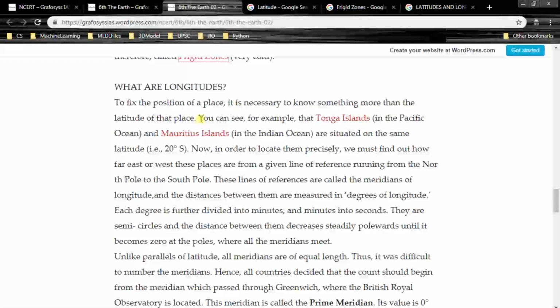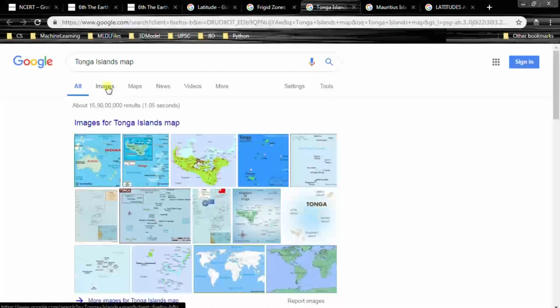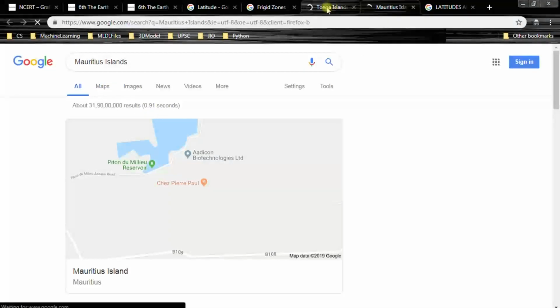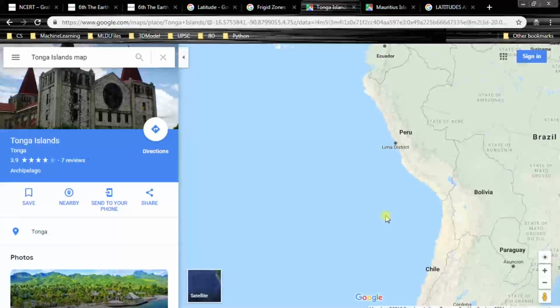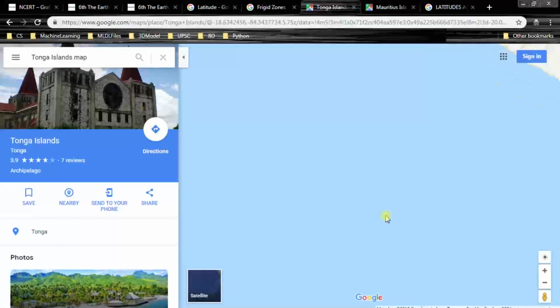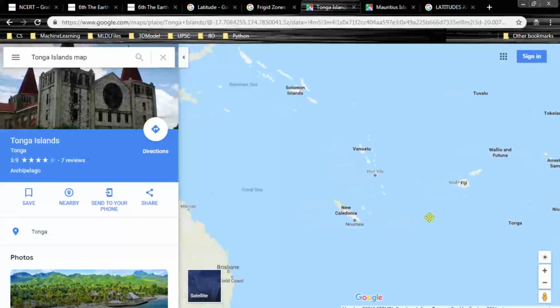latitude of that place. You can see, for example, that Tonga Islands in the Pacific Ocean and Mauritius Islands are situated on the same latitude. So these are the islands, Mauritius and Tonga Islands. Let me show you on the map itself. So this is Tonga Islands, which is near Fiji. You can have a look at it.